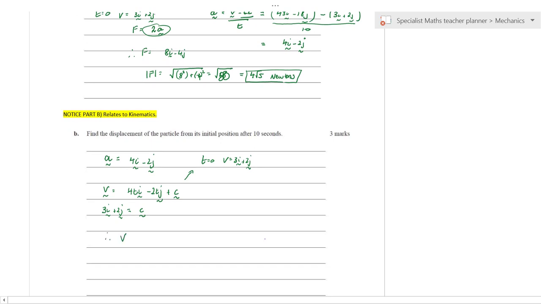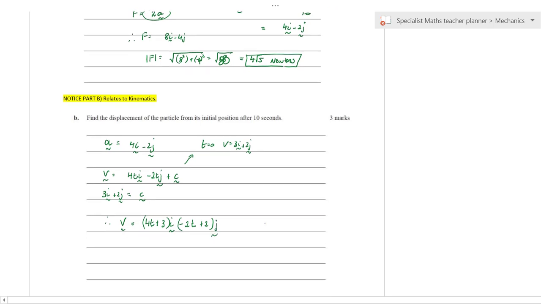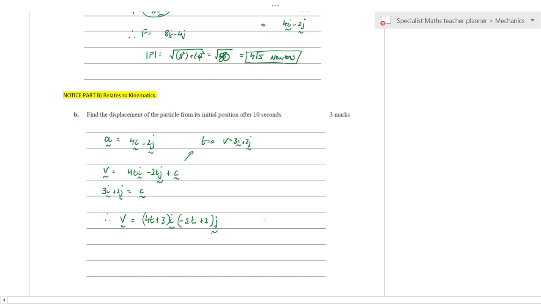So now we've got an expression for our velocity, which is, now we've got to join the i's. So it's 4t plus 3i, and then minus 2t plus 2, minus 2t plus 2 j, like so, plus d, like so. Now, find the displacement of the particle.